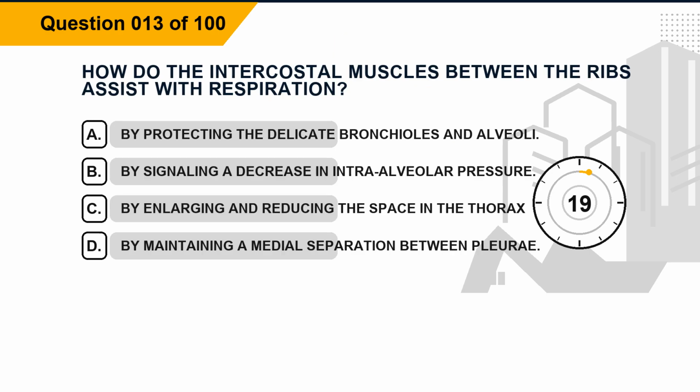Question 13. How do the intercostal muscles between the ribs assist with respiration? Option A. By protecting the delicate bronchioles and alveoli. Option B. By signaling a decrease in intraalveolar pressure. Option C. By enlarging and reducing the space in the thorax. Option D. By maintaining a medial separation between pleurae.